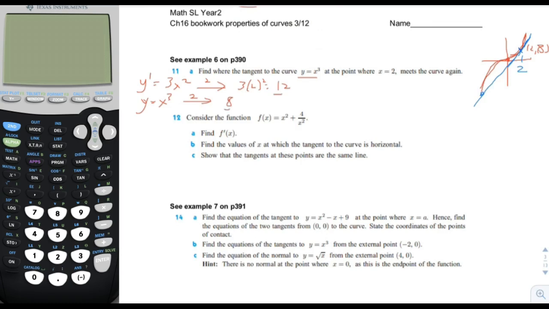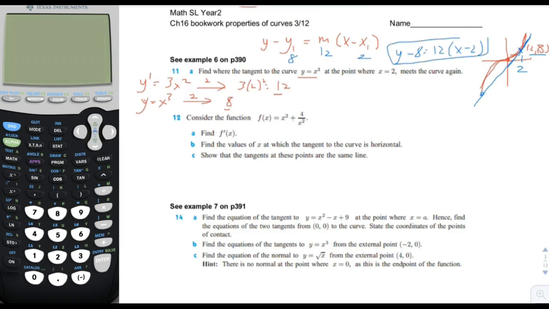So remember the point slope form, or the point gradient form. It looks kind of like this. Oh, I'm sorry, not prime, not dash. It's like y minus y1 equals m times x minus x1. Okay? So we know that 12 is m, 8 is y1, and 2 is x1. So we could just write that out now. We have y minus 8 equals 12 times x minus 2.